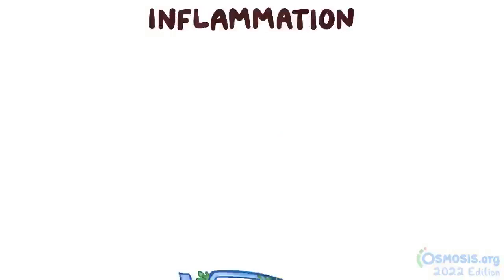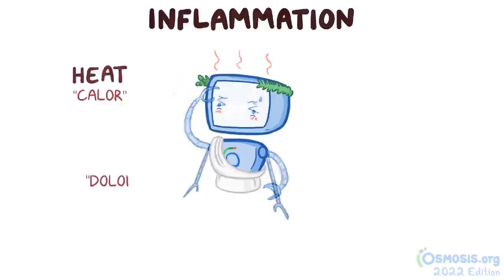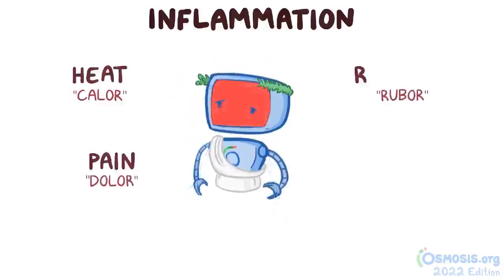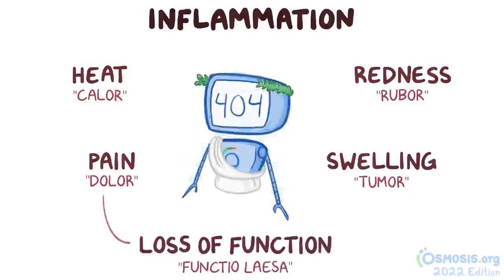Inflammation classically describes four key signs, each of which has a Latin derivation: calor or heat, dolor or pain, rubor or redness, and tumor or swelling. Sometimes these four signs combine to cause a fifth sign, which is functio laesa, or temporary loss of function due to pain or swelling.